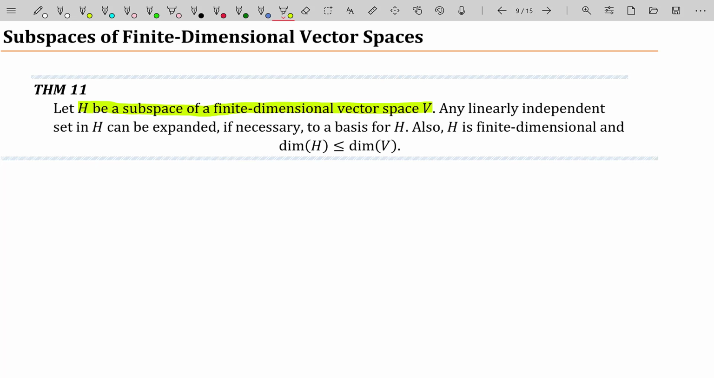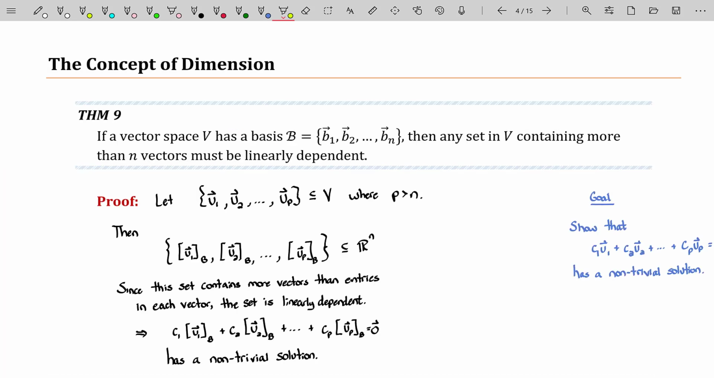Any linearly independent set in H can be expanded if necessary to a basis for H. This is essentially a corollary to a previous theorem that we learned, which is this guy right here. If a vector space V has a basis B consisting of n vectors, then any set in V containing more than n vectors must be linearly dependent. Well, actually, it's not really a corollary to this, but it's very close to it.